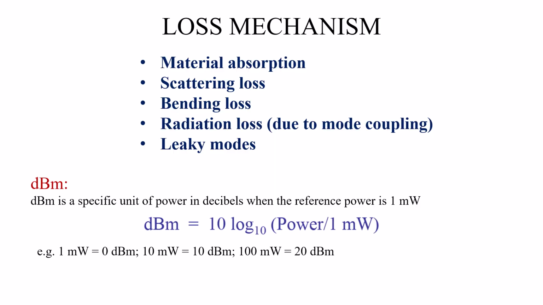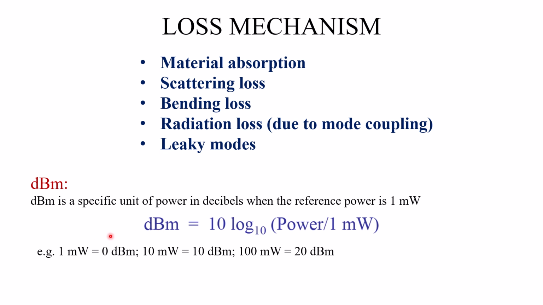Loss mechanism. Here we'll try to understand why absorption takes place inside a fiber. So we have different types of loss like material absorption, scattering loss, bending loss, radiation loss due to mode coupling, and leaky modes. Now we have said that attenuation is measured in terms of decibel. Actually, power is also measured in terms of decibel. We have to be familiar with this dBm unit. It is a special type of unit of power when the reference power is 1 milliwatt.